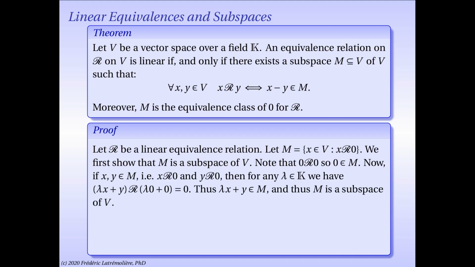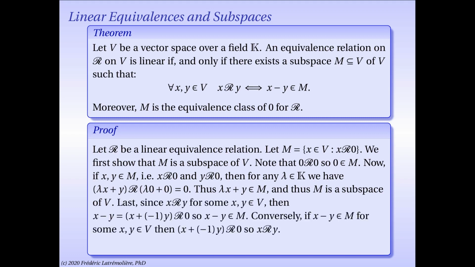Now let's take two vectors x and y in M, which by the way means that x is equivalent to 0 and y is equivalent to 0, and then take any scalar lambda. Let's do a simple calculation using the fact that my equivalence relation is linear. Lambda x plus y is equivalent to lambda 0 plus 0, which is 0. So that means that lambda x plus y is indeed an element of M, and thus we have shown that M is a subspace of V.